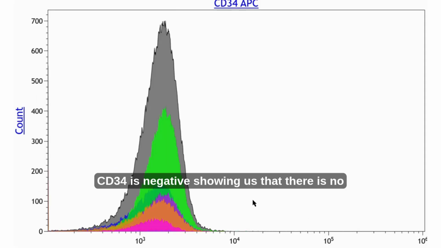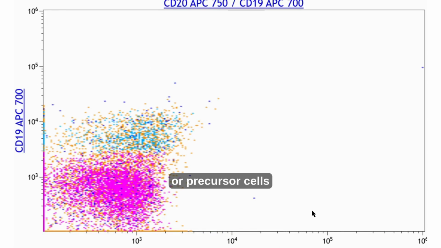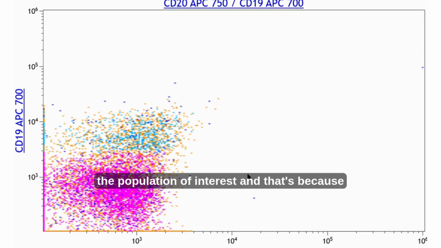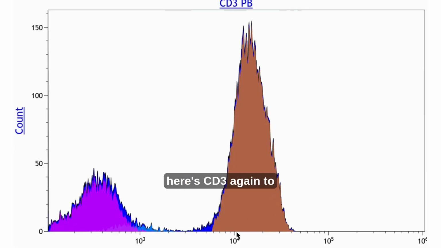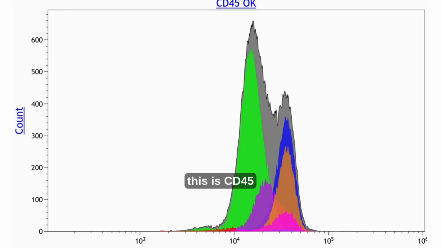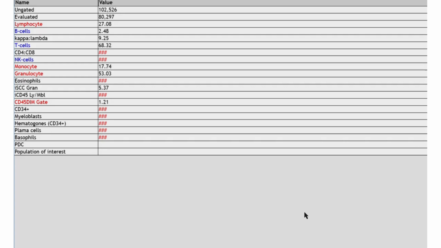CD34 is negative, showing us that there are no primitive cells or precursor cells. CD20 is negative in the population of interest, and that's because this patient has that expression knocked out because of the treatment. Remember that he's receiving rituximab. Here's CD3 again to verify that we are separating the T cells in an appropriate way. This is CD45. And this is the statistics.